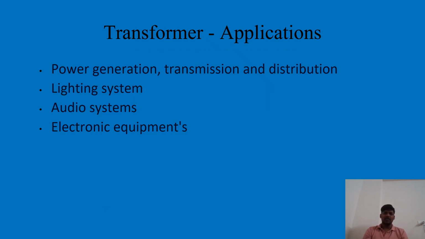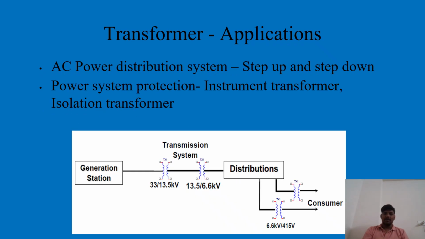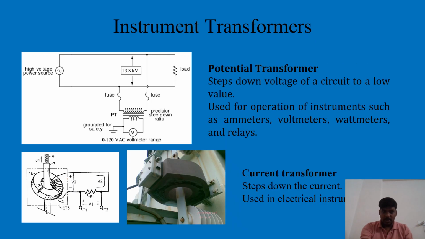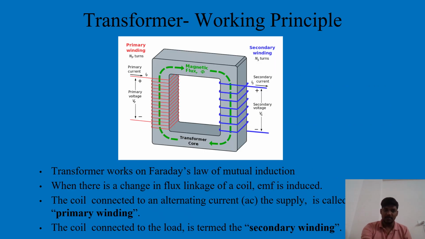Transformer application: as we know, in power system we use transformer at the power generating station, at transmission, and at distribution station, where at distribution we use distribution transformer, and at the generating unit we use power transformer. In lighting system we also use transformer, and we use transformer in electronic components. As we discussed, there are many transformers, such as potential transformer and current transformer.